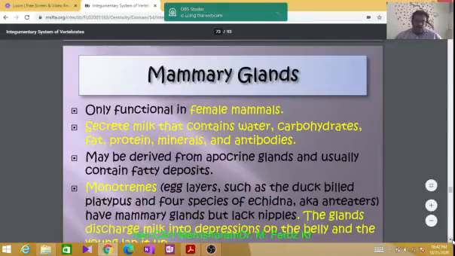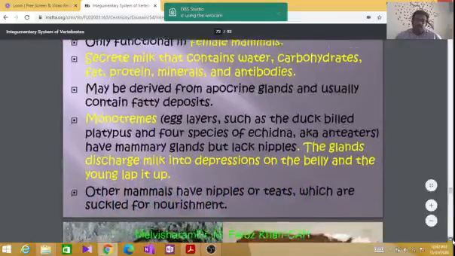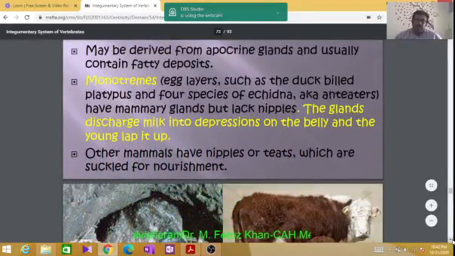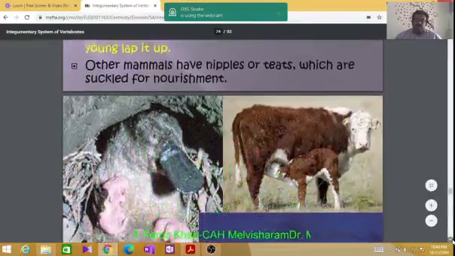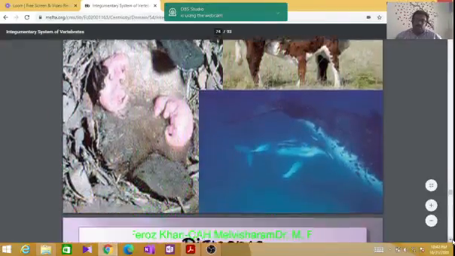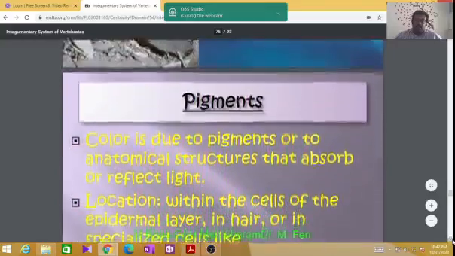Mammary glands. Female mammals secrete milk. It contains water, carbohydrates, protein, minerals, and antibodies. It is fed to the young. Monotremes, egg layers such as the duck-billed platypus and echidna, have mammary glands but no nipples. The glands discharge milk onto the depression on the belly and the young lap it up. The other animals, they suck their milk.